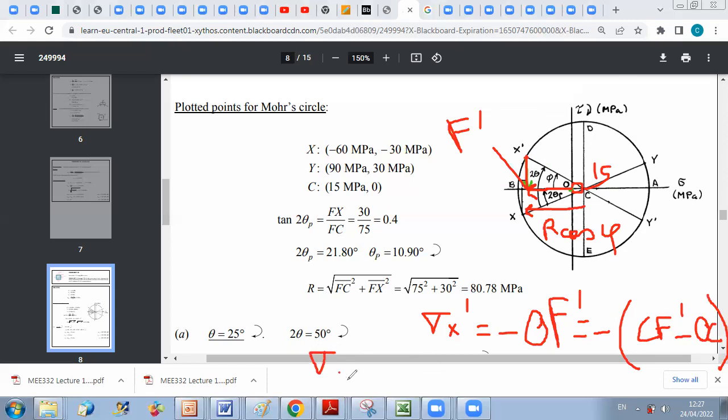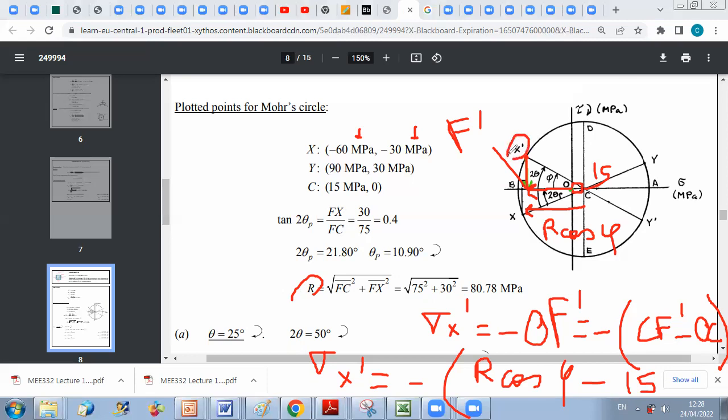So sigma x prime is equal to minus this distance, as we said, is r cosine phi, minus 15. The distance from O to C is 15 megapascal. Please pay attention to units. If you are using the distance from O to C in megapascal, the radius also should be expressed in megapascal. So keep the same unit for all of your stresses, normal and shear stress. So if you are dealing with megapascal, then your result for all points will be in megapascal. And now we determined the state at x prime.